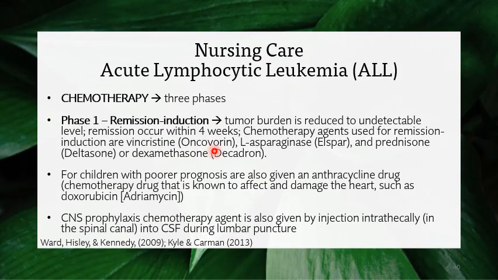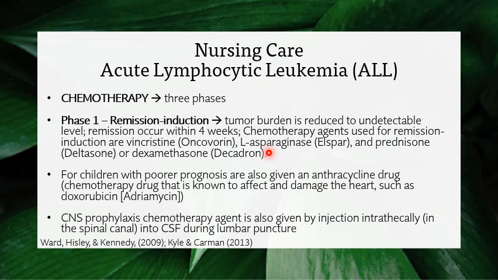So what can we do as a nurse? We help with the chemotherapy because this is cancer. There are 3 phases. The first one is remission induction. So we just cut every single thing. The tumor is reduced until we cannot detect the level of the cells, and remission, like complete healing, in 4 weeks.